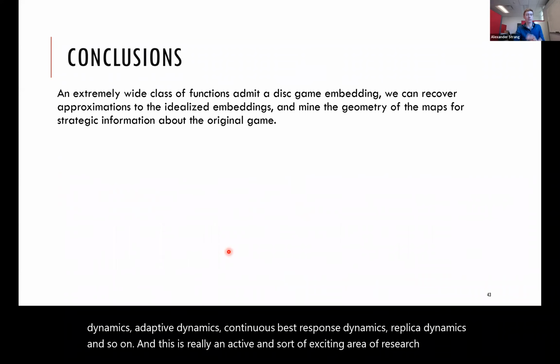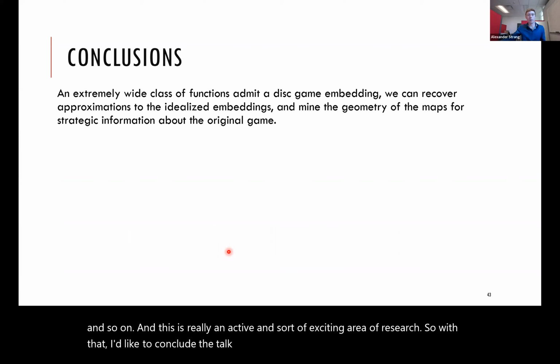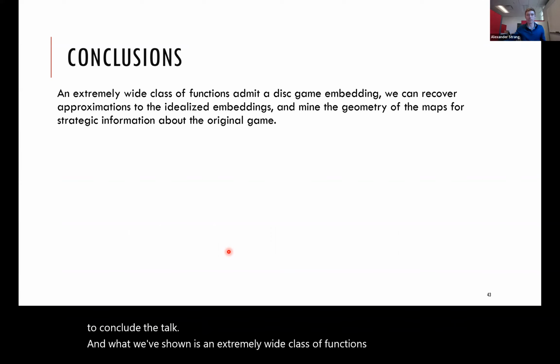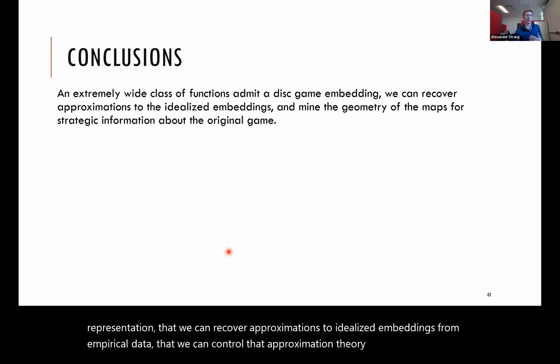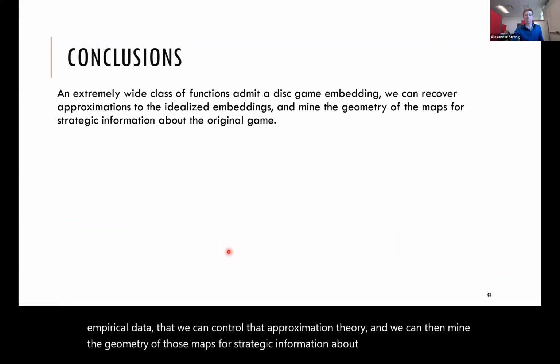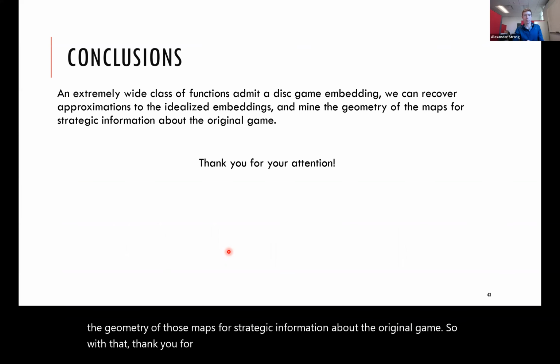So with that, I'd like to conclude the talk. What we've shown is that an extremely wide class of functions admit this representation, that we can recover approximations to idealized embeddings from empirical data, that we can control that approximation theory, and we can then mine the geometry of those maps for strategic information about the original game. So with that, thank you for your attention, and I'd open the floor to questions.